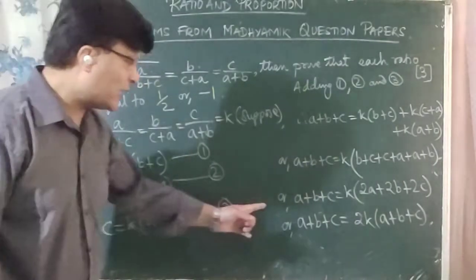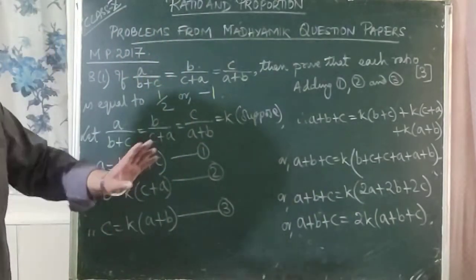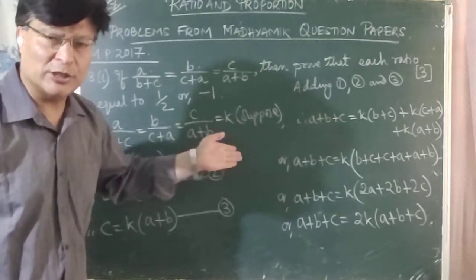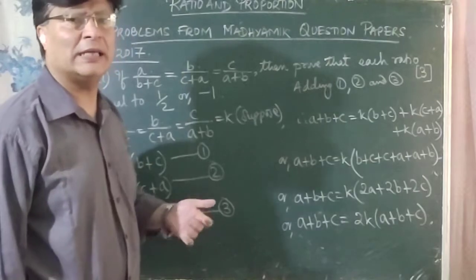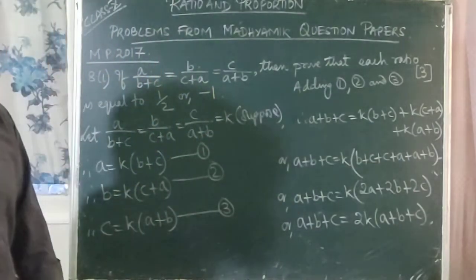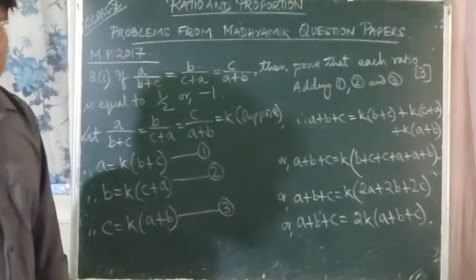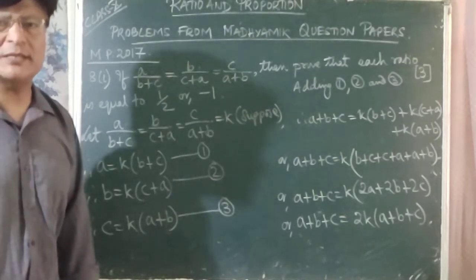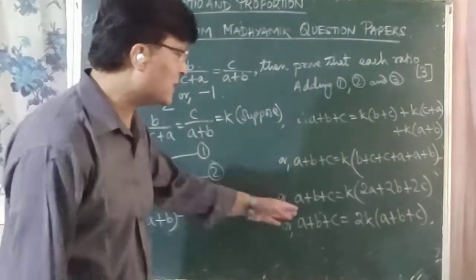In this case you cannot cancel this A plus B plus C and A plus B plus C. It is not mentioned whether A plus B plus C is equal to 0 or not equal to 0. If the question said A plus B plus C not equal to 0, then we could have cancelled it. Otherwise we cannot cancel them, right? So don't cancel here, it is not mentioned that A plus B plus C is not equal to 0.